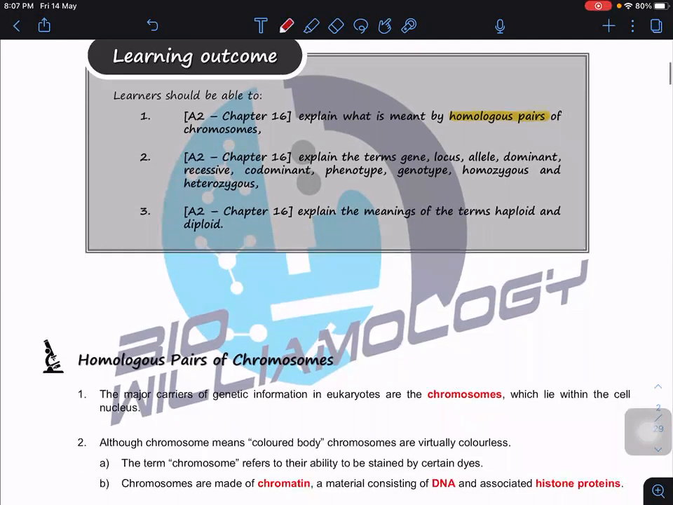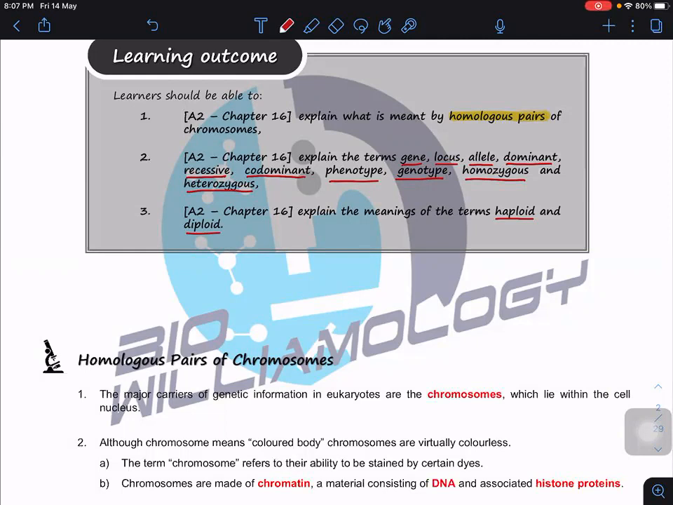We need to actually know what is meant by gene, locus, allele, dominant. An allele can be a dominant allele, can be a recessive allele, or both alleles can be co-dominant, okay? It means they're equally expressed. And then from the allele, we have the genotype, phenotype, homozygous, as well as heterozygous, okay? And then we need to know the terms haploid and diploid. Okay, so those are the terms that you need to know the definitions of.